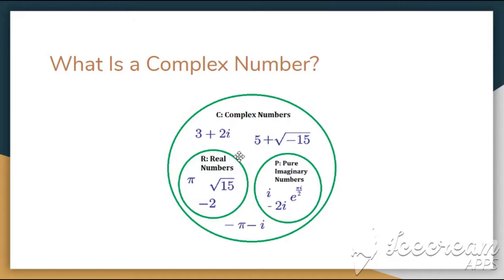So a complex number is the combination of these two terms, such as in the case of 3 plus 2i. Now, this format is very important, that we put the real number first before the imaginary number, because that's just the standard format when you're solving all of these equations.